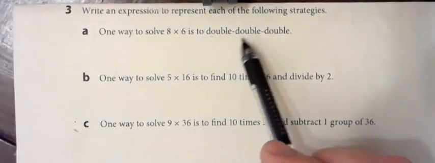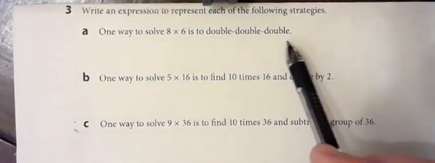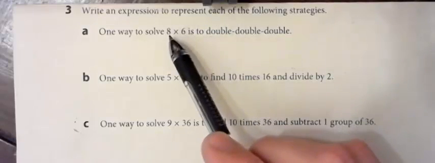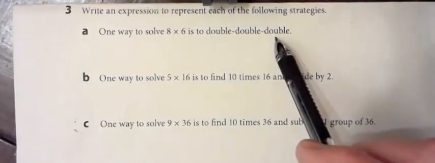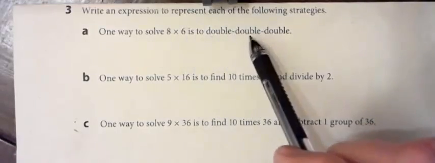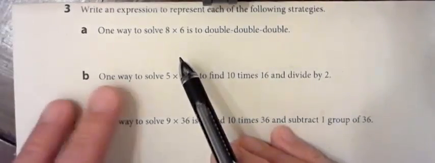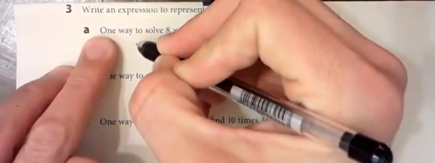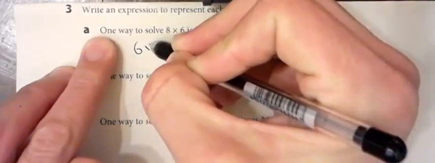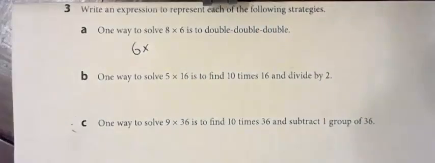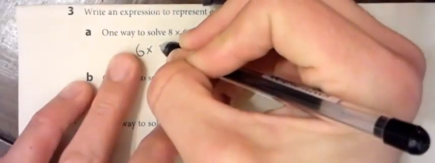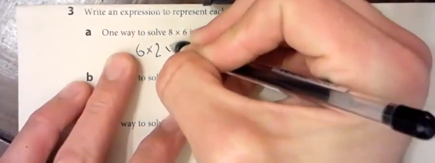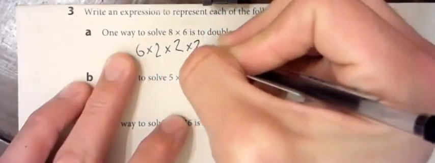This here, one way to solve 8 times 6 is to double, double, double. What that is saying, this double, double, double strategy, is a strategy you can use anytime that one of the factors is 8. Because if we think 2 times 2 is 4, times 2 is 8. So we can break 8 down to 2, 2, 2. So what that would look like as an expression would be 6 times, since that double, double, double, that would just be 6 times 2 times 2 times 2, and that's it.